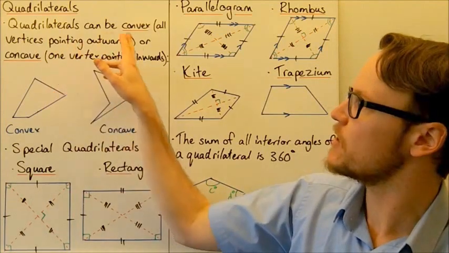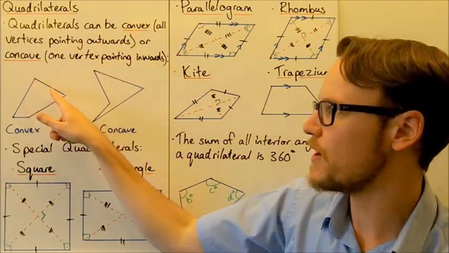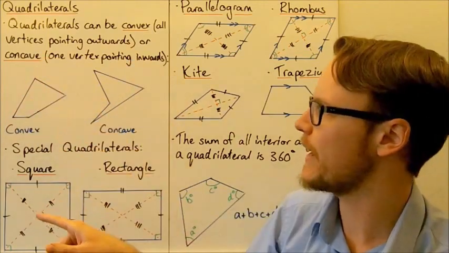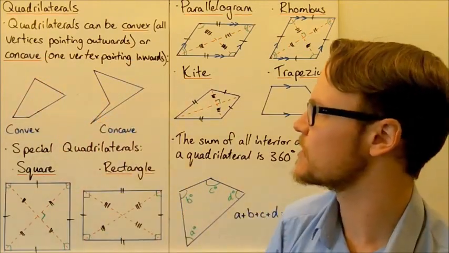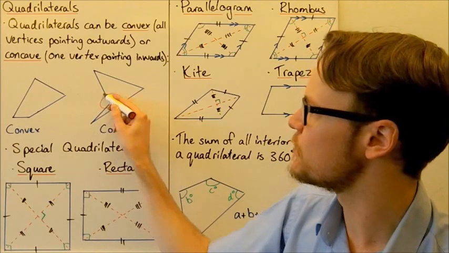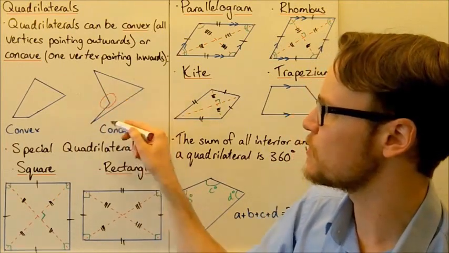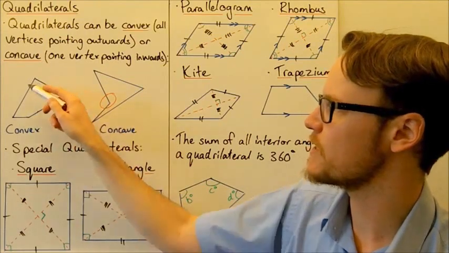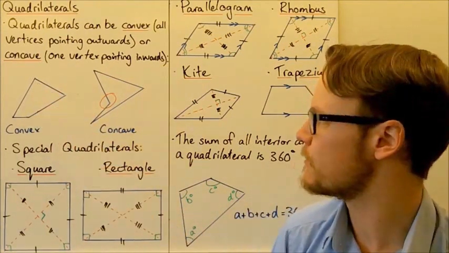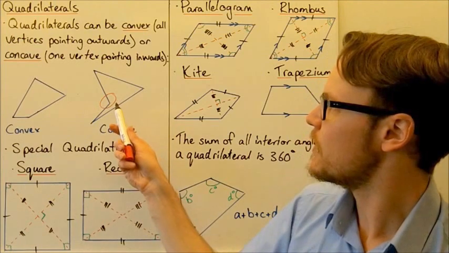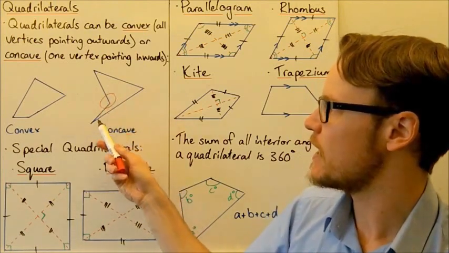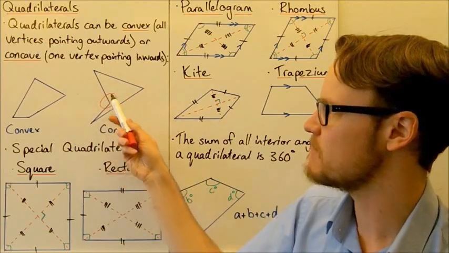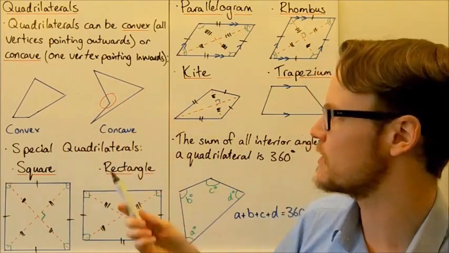Quadrilaterals can either be convex, so all of their vertices point outwards here, or they can be concave, where one vertex points inward. So here is a vertex that's pointing inward, all the others are pointing outwards, out of the shape, but in a convex, all of the vertices point outwards. We can remember which one is a concave because our concave bends in like a cave would, inside into the cave.